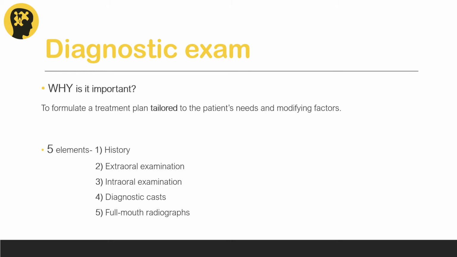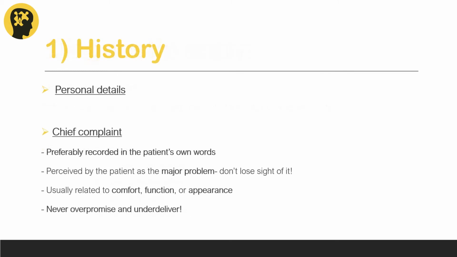Let's very briefly go over the 5 important elements of a complete diagnostic examination. The first one is patient history. Now, patient history consists of personal details, chief complaint, and medical and dental history of the patient. In personal details, we note down the patient's name, age, address, occupation, habits, etc. So it helps us in developing a rapport with the patient.